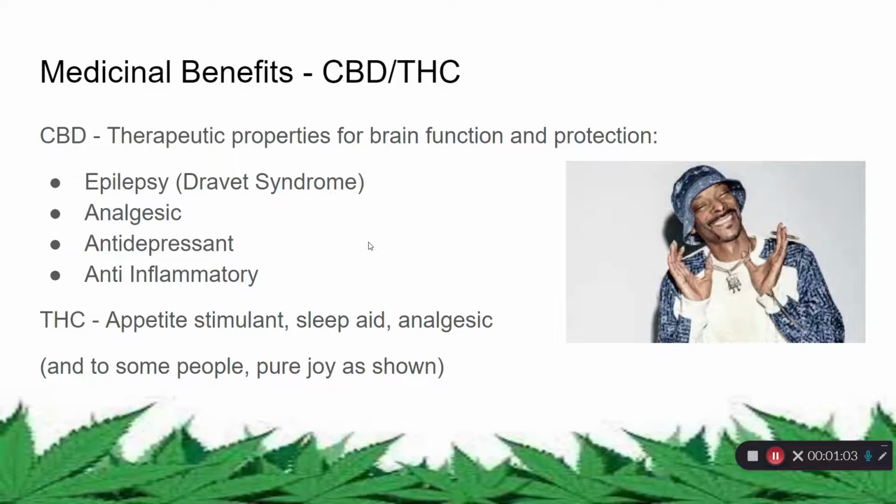Next up, we have medical benefits. CBD research and THC research in animal models and humans have shown numerous therapeutic properties for brain function and protection, both by its effects on the endocannabinoid system directly and by influencing endogenous cannabinoids. Broadly, CBD has demonstrated anxiolytic, antidepressant, neuroprotective, anti-inflammatory, and immunomodulatory benefits.